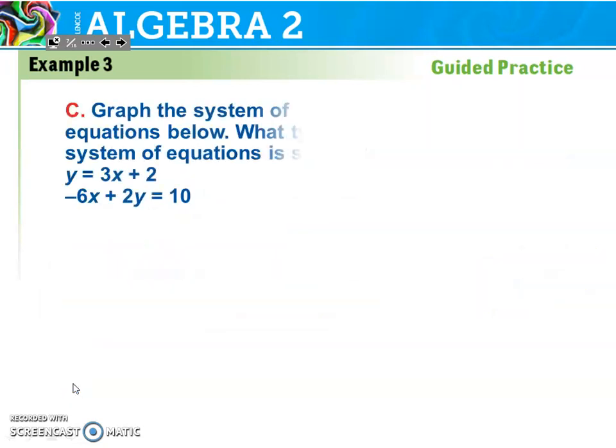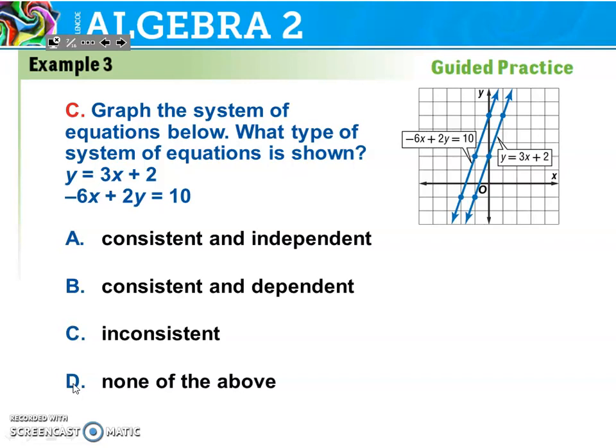Okay? And then our last example, graph the systems of equations below. What type of system of equations is shown? So I've got y equals 3x plus 2. I've got negative 6x plus 2y equals 10. Okay, I can kind of mess with this one a little bit. Add 6x. That's going to give me 2y equals 6x plus 10. Okay, divide by 2, divide by 2, divide by 2. And I end up getting that y equals 3x plus 5.